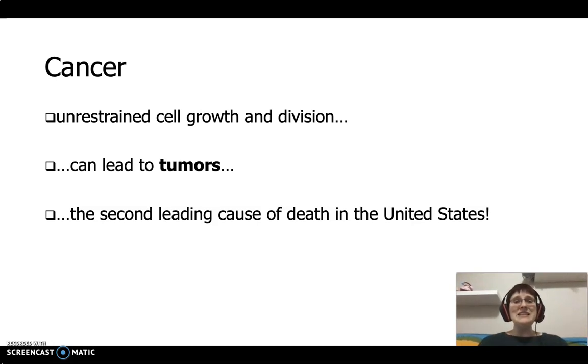But cancer is the second leading cause of death in the United States. The first leading cause of death in the United States is heart disease, so it's just a little bit above cancer. A lot of this has to do with the fact that people are living longer, and so these are things that are tied to mutations.